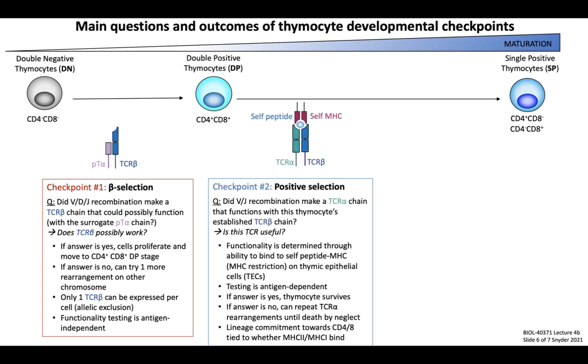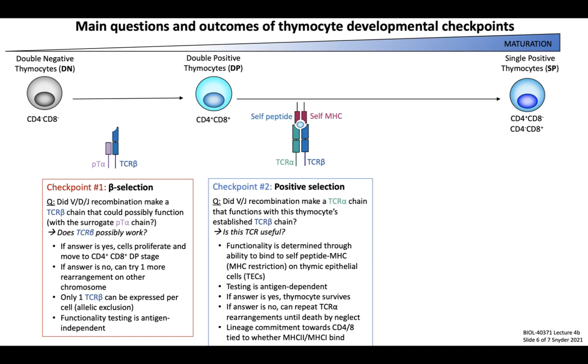The next checkpoint of T cell development is positive selection, which is the first step required for a double positive thymocyte to progress towards maturation. Positive selection asks whether VJ recombination that occurred in the TCR alpha chain created a protein that can pair with the cell's already established TCR beta chain, and also whether this candidate TCR recognizes a complex of self-peptide on self-MHC.